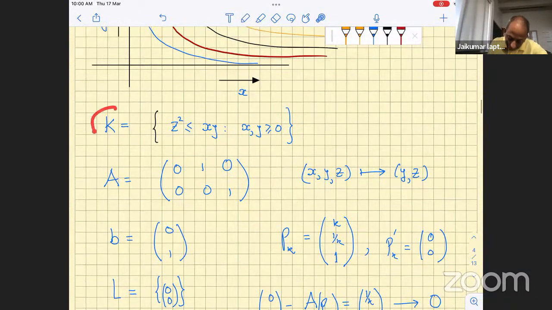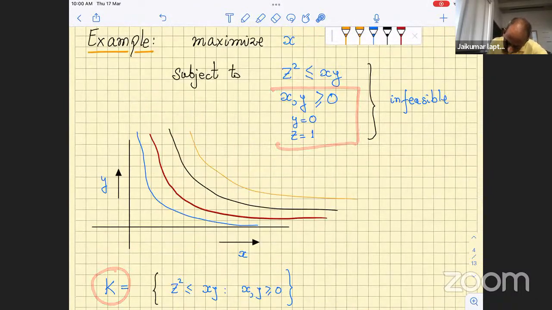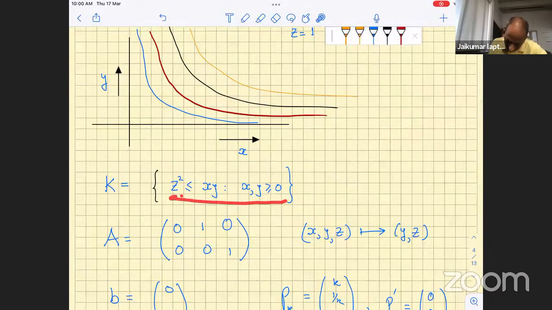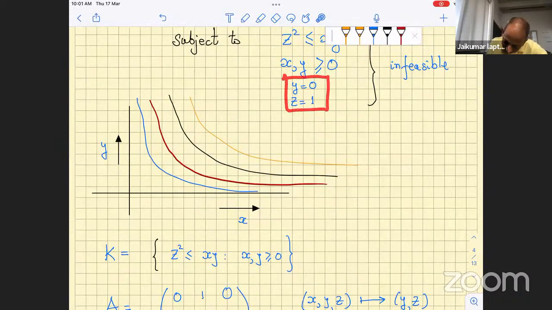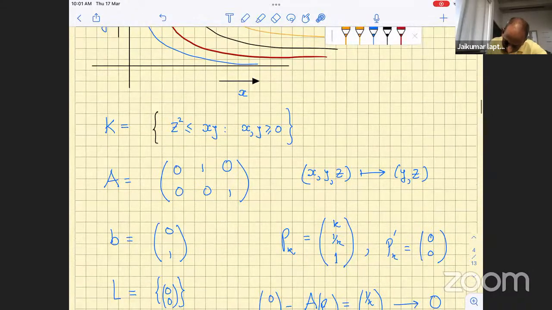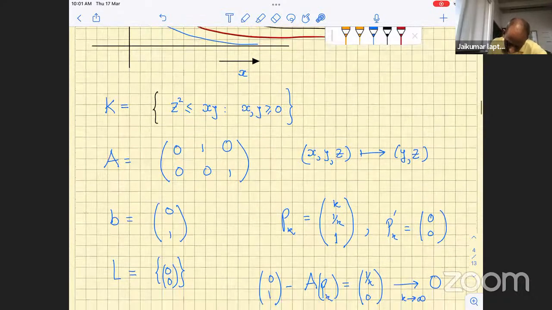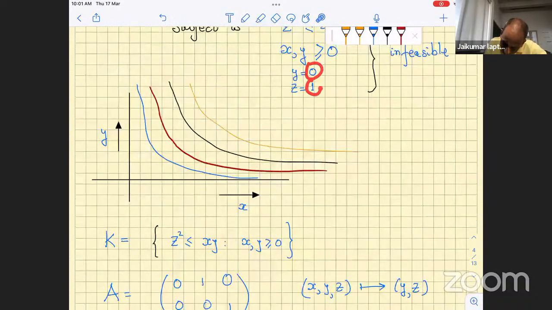So our cone on the left hand side, this cone, is the ice cream cone, which has been written here, the toppled ice cream cone. And then we have to impose these conditions. So we extract the y coordinate and the z coordinate. So if I multiply this by x, y, z, y and z will show up here. Okay. So that is our A. And then I say that it must be equal to 0 and 1. Yeah, y must be 0, z must be equal to 1.